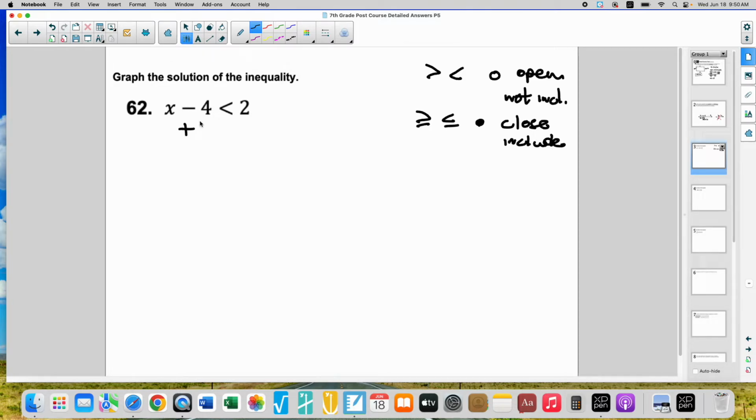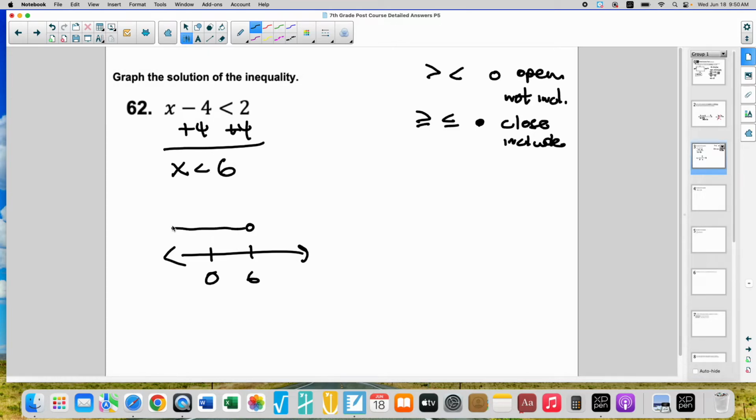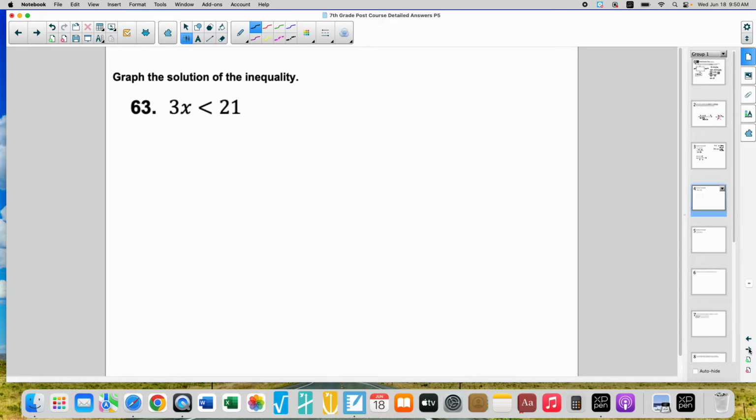So first thing to do is isolate the variable. We do it just like an equation. But now my solutions are less than 6. I always show where 0 is. I show my solution. I'm going to have an open circle because if I plugged in 6, 6 is not less than 6, so it's not a solution. But I want to get infinitely close to it, so that's why we have an open circle. This is the graph of that solution.